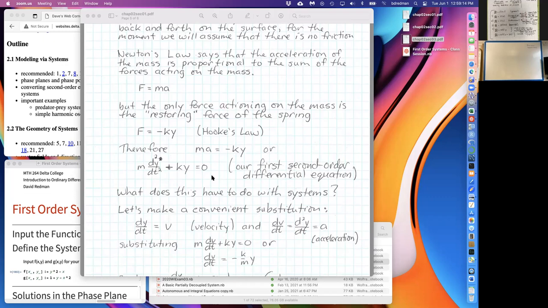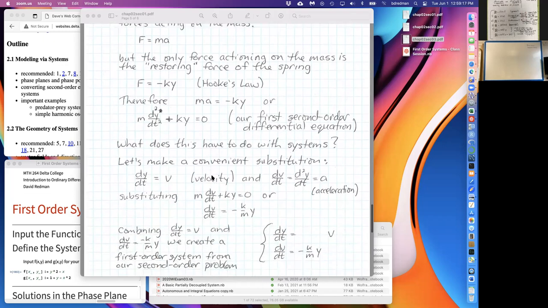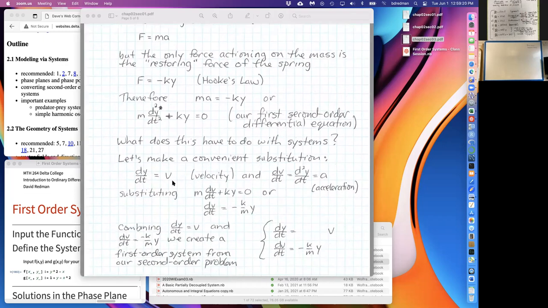Why am I bringing this up now? What does that have to do with systems? Well, if you make a tiny substitution here, and you've done this in your physics class, let's create a letter called V and assign V to the first derivative of Y. You know V stands for velocity. The first derivative of velocity, the second derivative of position, is called acceleration A. Then this equation can be rewritten. Instead of MA plus KY is 0, M dV/dt equals minus K times Y, so dV/dt equals minus K over M times Y. I'm allowed to divide by M because M is not 0. No zero masses in this class.